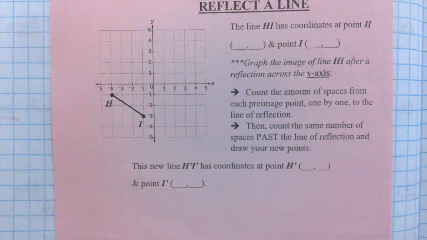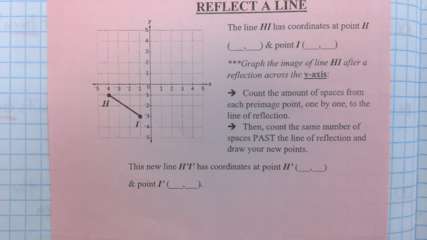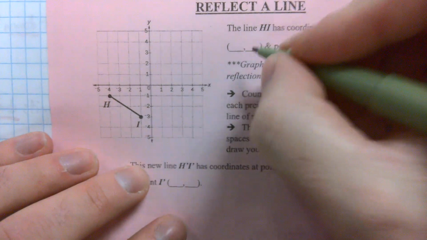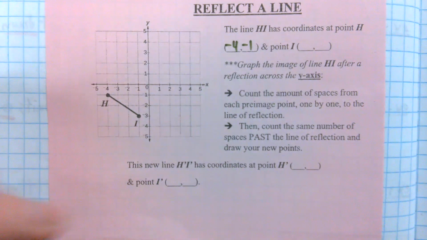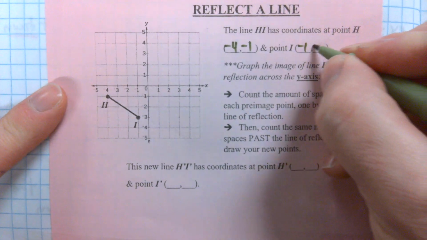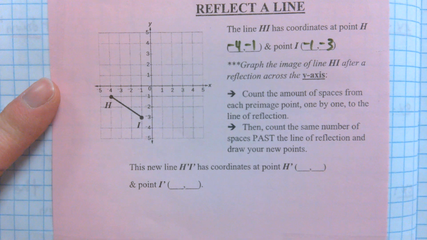Let's reflect a line. We've got line HI here. Who's got my coordinates for point H? Where's point H at, Kimura? -4, -1. Perfect. What about point I? Ayana? -1, -3. You guys are professionals. I love it. Exactly right.